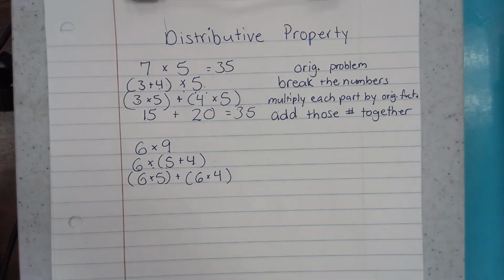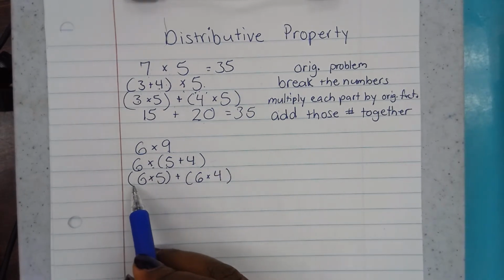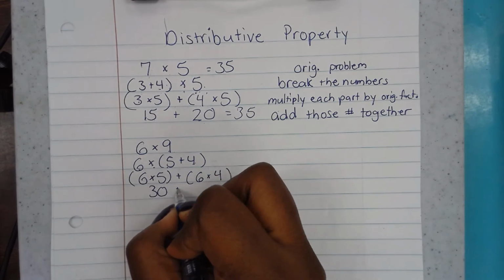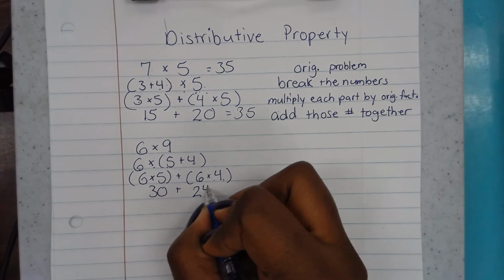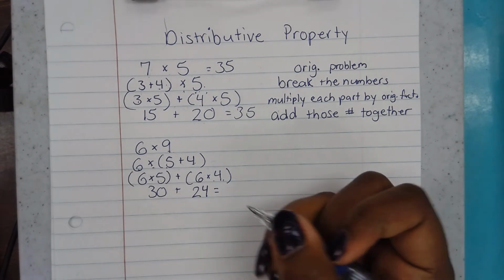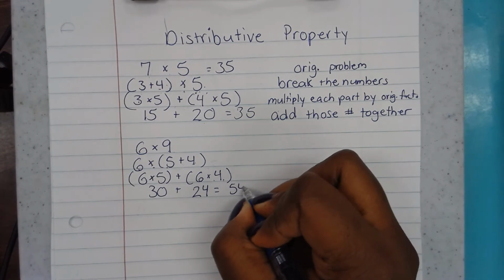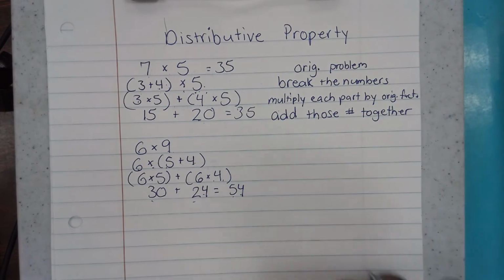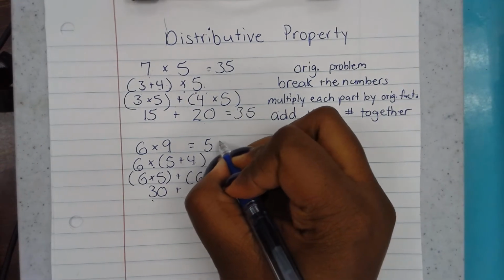And then we're going to do each of those problems using your strategies to figure it out if you don't know it. But to make things quicker, 6 times 5 is 30. And then 6 times 4 is 24. And then we're simply going to add 30 plus 24 back together, which will give us the answer of 54. 0 and 4 make 4, 30 and 20 make 50. And that means that 6 times 9 would equal 54.